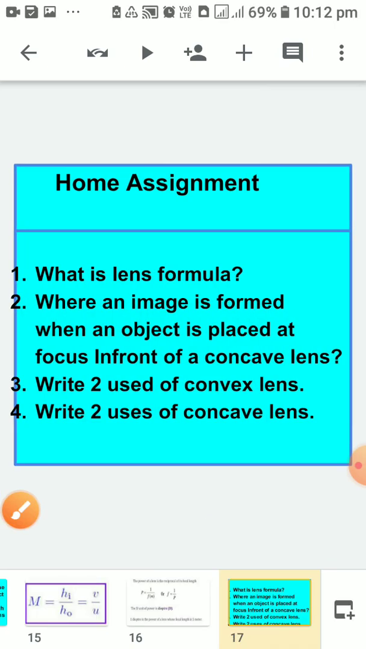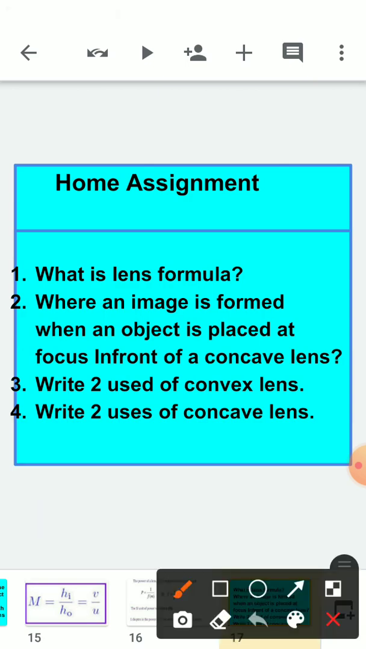Now, the home assignment. What is lens formula? Where an image is formed when an object is placed at focus in front of a concave lens? Write 2 uses of convex lens. Children, it is by mistake, it should be S. And next is write 2 uses of concave lens.